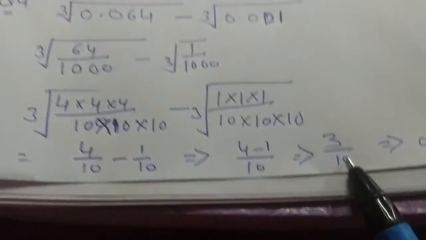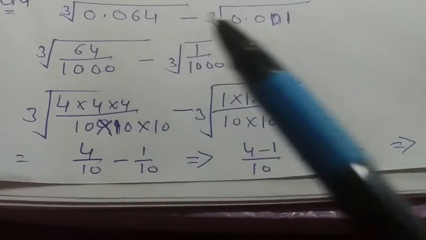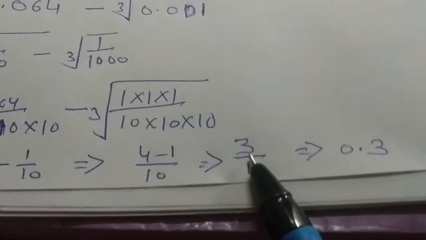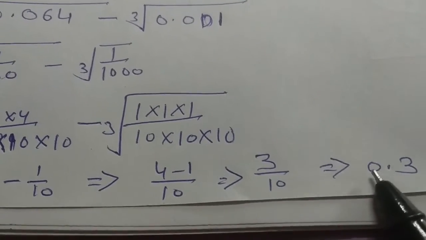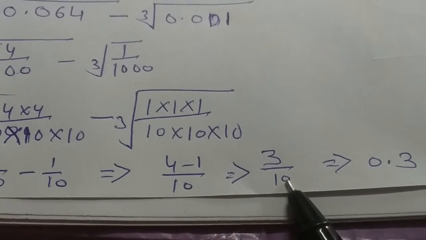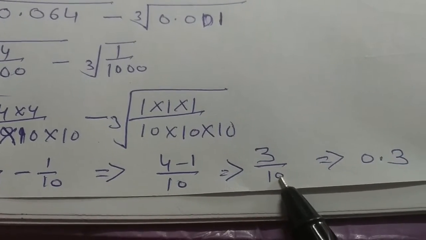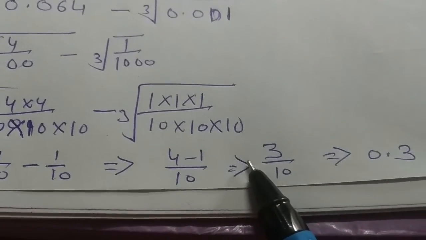Because our question is in decimals, our answer should also be in decimals. Change this number into decimal. So what you will do? You will write 0.3, because here there is only 1 zero. So you will mark the point by leaving only one digit from right to left.